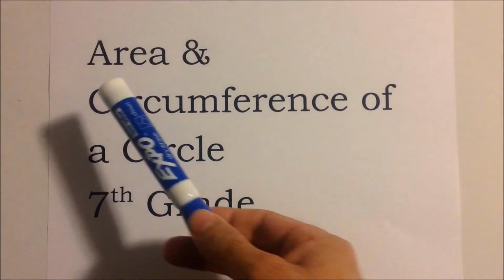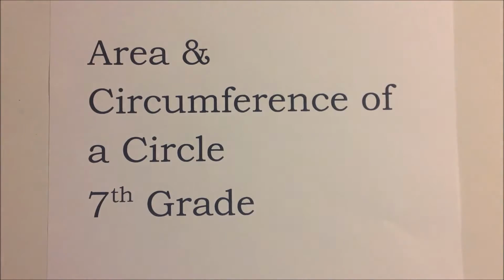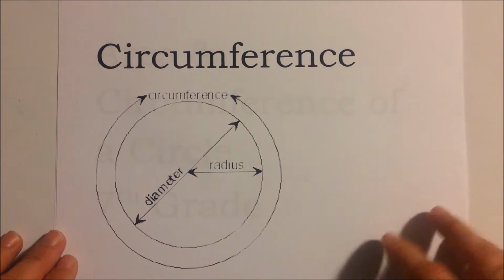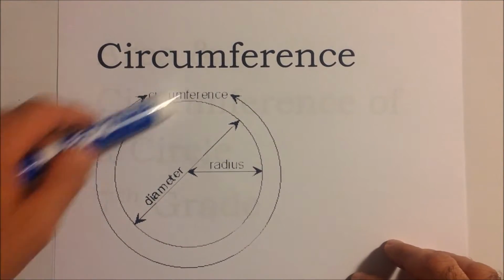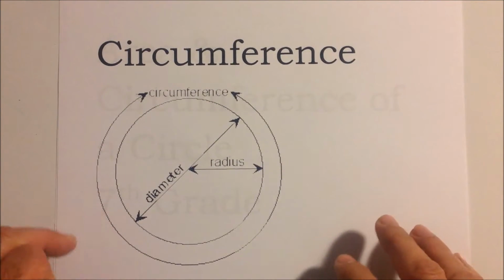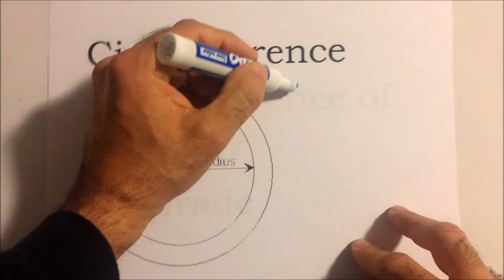Okay, here's our video on area and circumference of a circle. So we'll start with circumference. The circumference is just the perimeter of a circle. It's just the distance around a circle. That's the circumference. And to get the circumference, we need to know pi, the Greek letter pi.